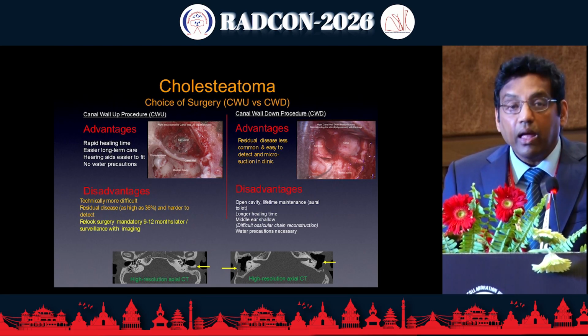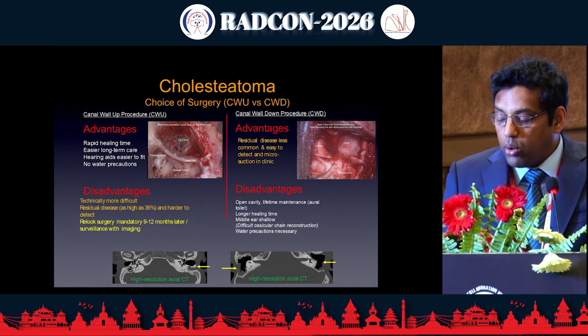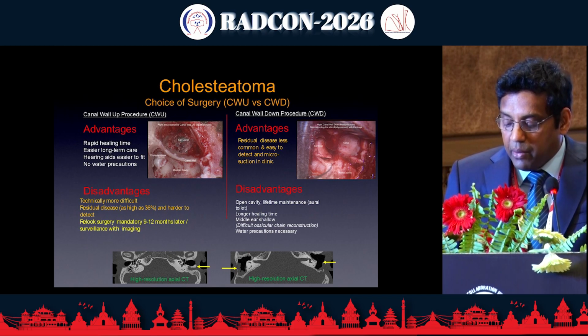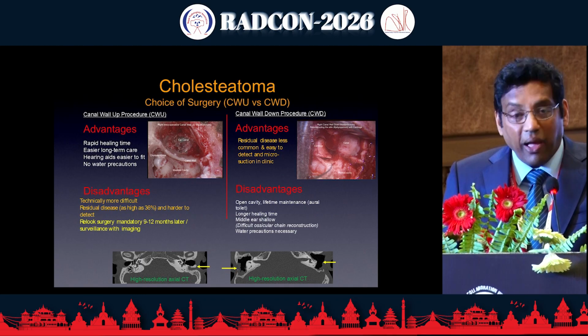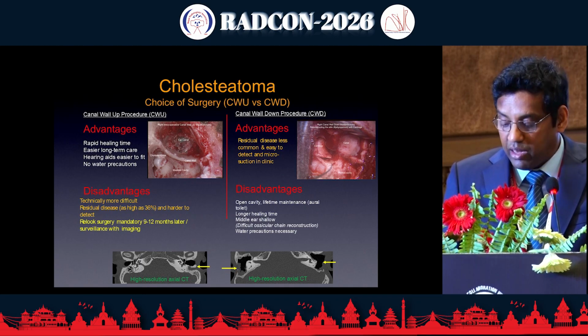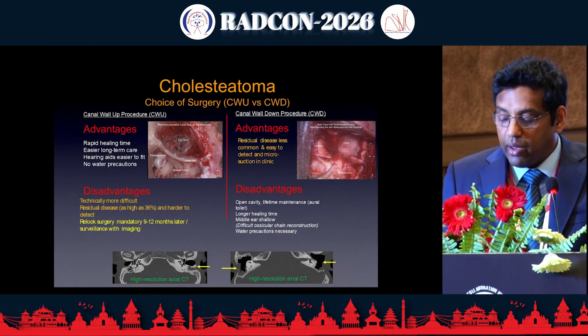Here they remove the posterior canal wall, and the whole canal and the mastoid are all in communication. And that's what it looks like on the CT. You can see the external canal, the middle ear and mastoid, all in one common cavity. And the surgeon can inspect it quite clearly in clinic after the surgery. But it takes a longer healing time. They don't need any more imaging to look for recurrent disease. So that's the advantage: residual disease is less common in this approach, and it's easy to detect and microsuction in clinic.